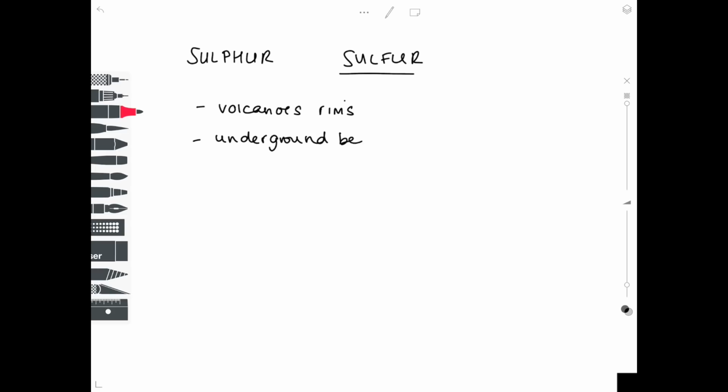So, chemistry involving the element sulfur, or sulphur as it was spelled traditionally. So let's first of all start by listing some sources of sulfur. So that includes volcano rims. So at the top of volcanoes you can find lots of sulfur. There are underground beds, so large areas underground which contain sulfur, and these are found in the following countries: Mexico, Poland, and the USA.